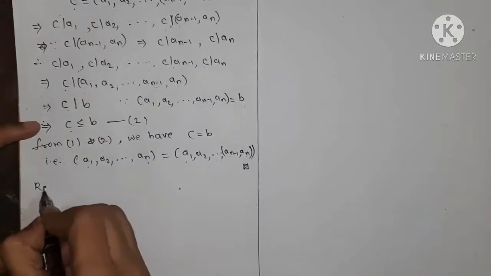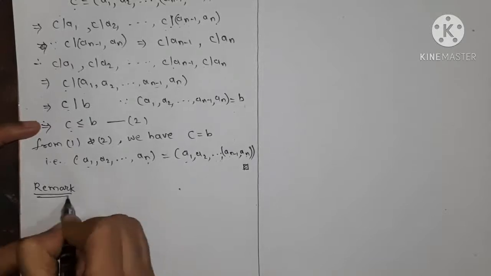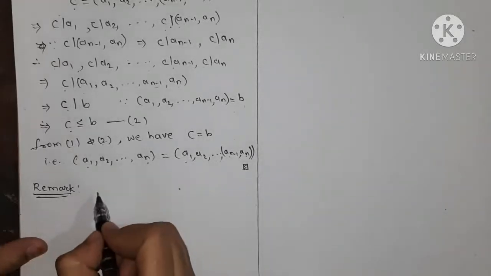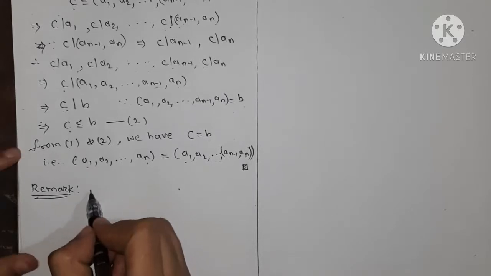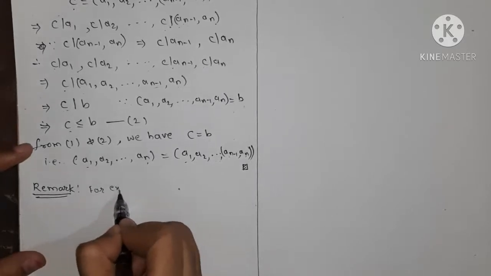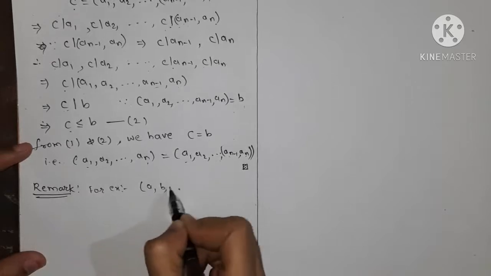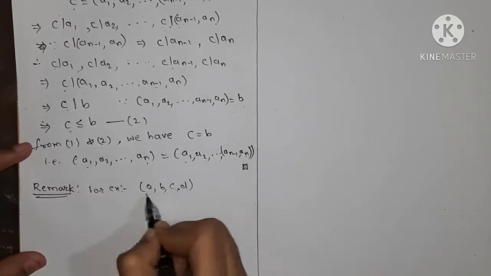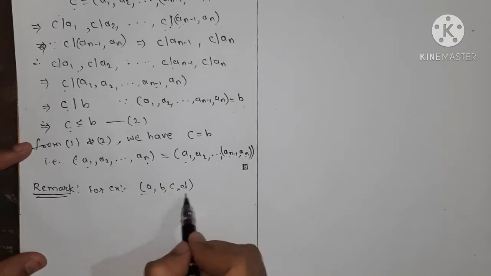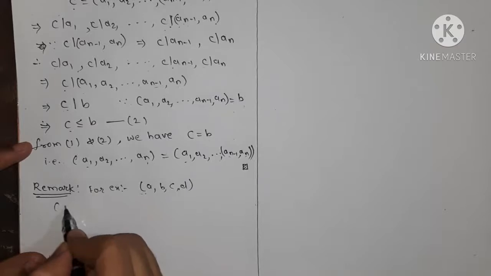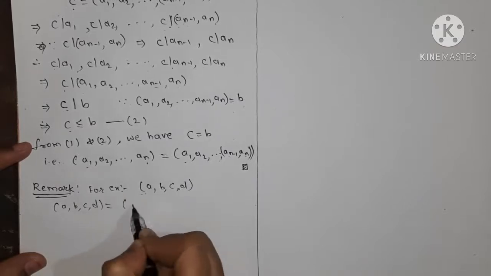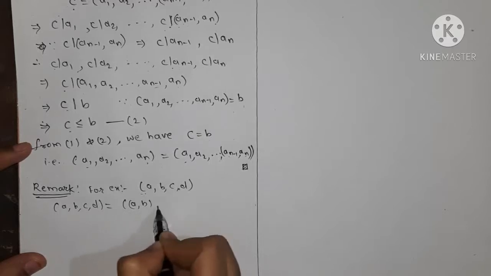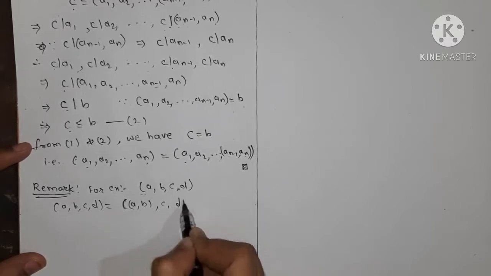So we write the remark here that the order of taking two integers at a time is immaterial. What it means, for example, is that if we have to find the GCD of a, b, c, d, these 4 integers, then we can firstly find the GCD of a, b and then find the GCD of c, d.